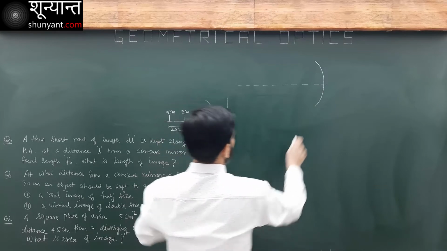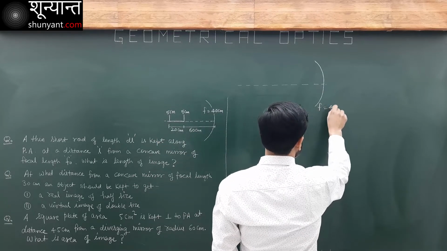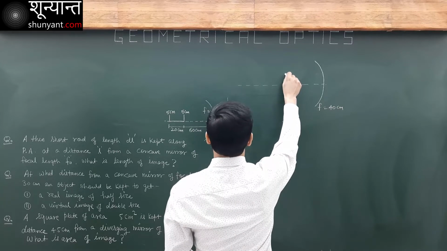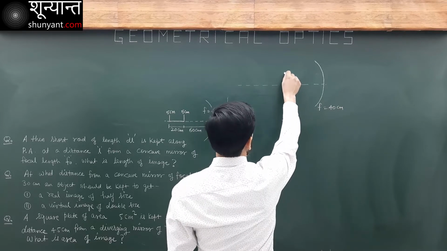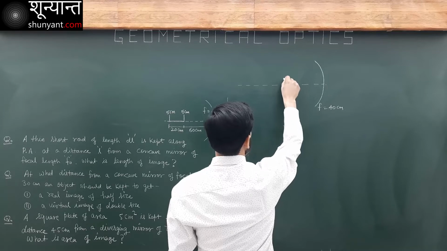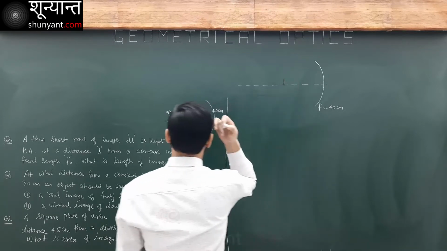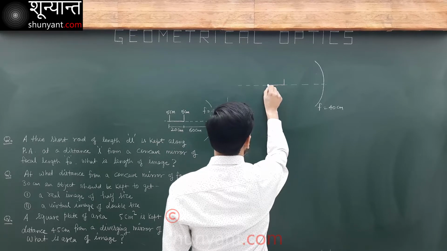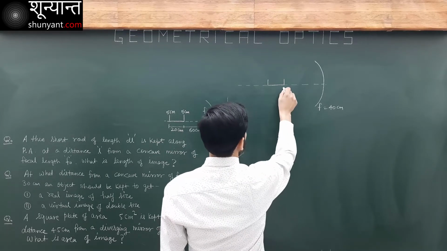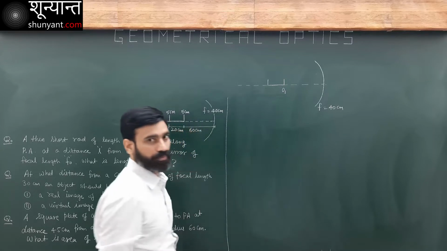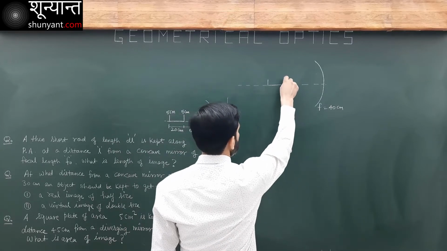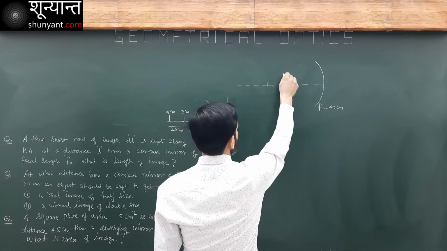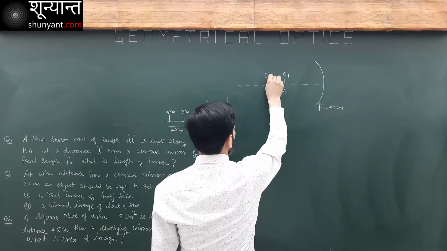60 centimeter. This focal length is 40 centimeter. This is my first object here. I have my first object here. This object, and the second object is somewhere here. This is my second object. Okay. Let me say that this is O1, the first object. This whole thing I am taking as first object. This whole thing I am taking as second object. Let me say this is O1 and this is O2.